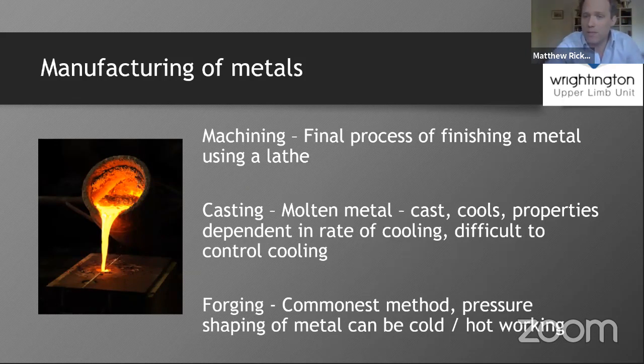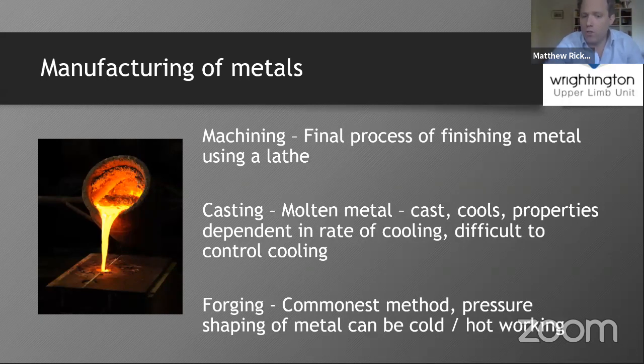Casting is with molten metals. You're obviously heating up to the point it melts. You cast it and it cools. Now, when it cools, the properties are fully dependent on the rate of cooling. So that's a key factor of it, because if you don't control the rate of cooling, then impurities can sneak into your metal and you will get an impure metal, but also one that will fail below levels that you want it to. But it is very difficult to control the cooling as well.